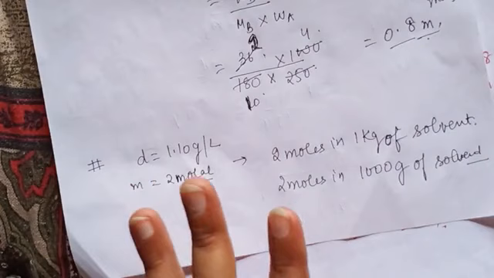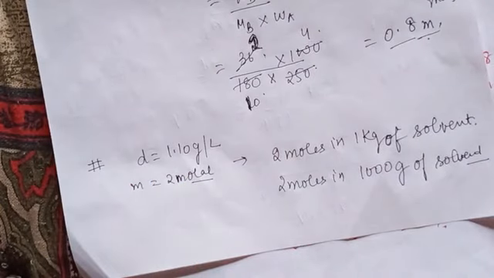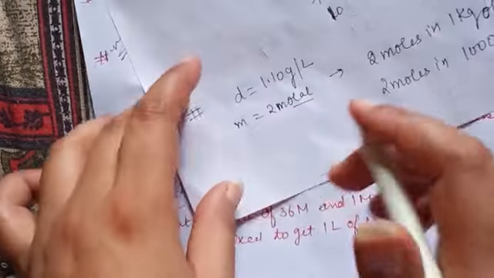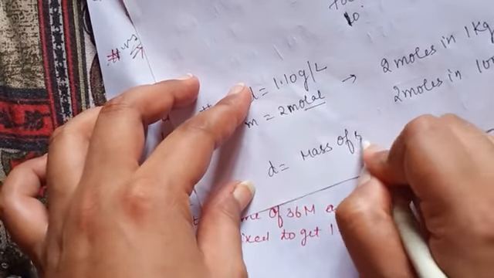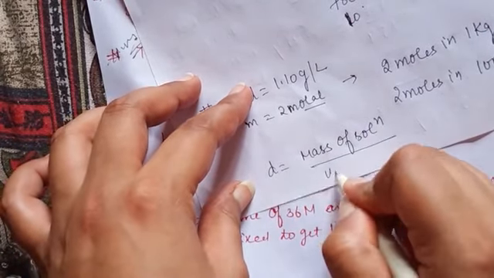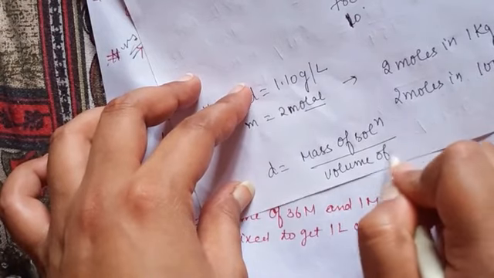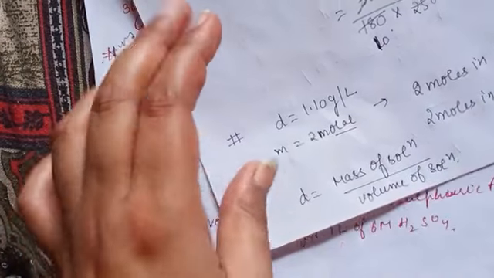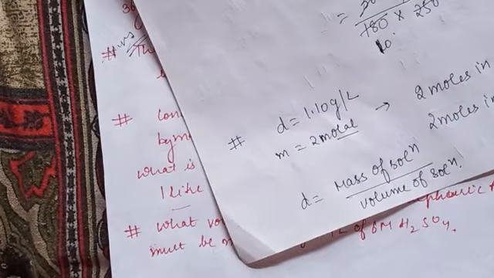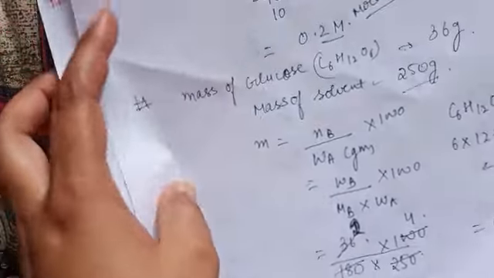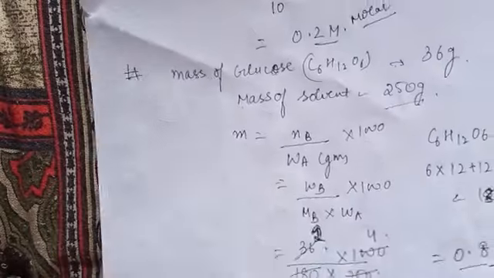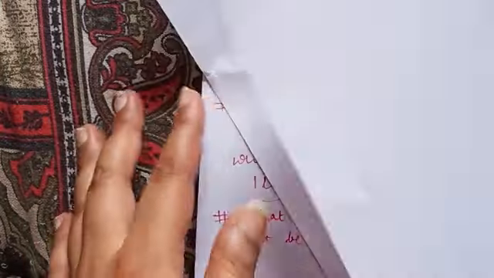Now we are given density. Density is mass of solution divided by volume of solution. We are given neither mass nor volume, but we will find out the mass of the solution. How? We will find out the mass.